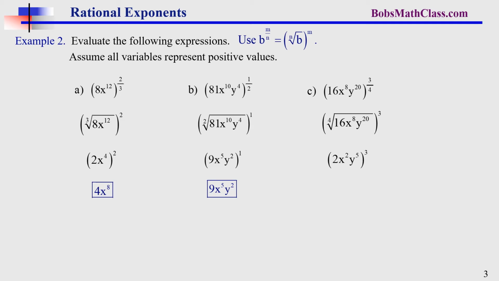Now that is raised to the 3rd power. So 2 to the 3rd power will be 8. And then multiply our exponents. 2 times 3 is 6, and 5 times 3 is 15.